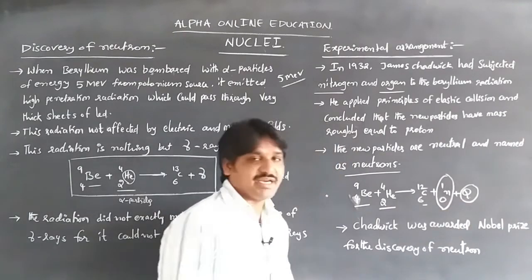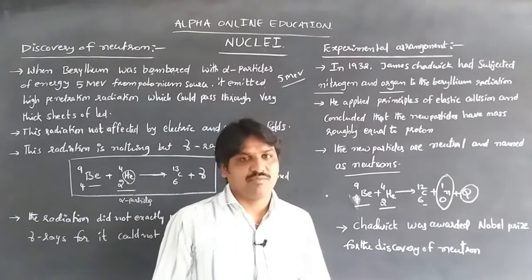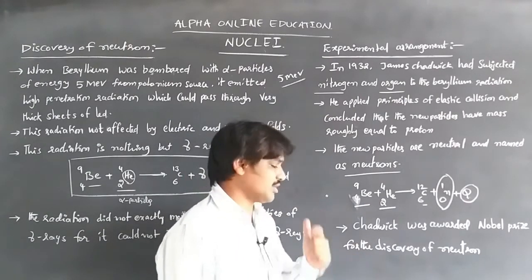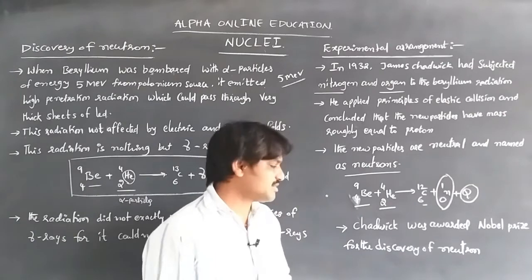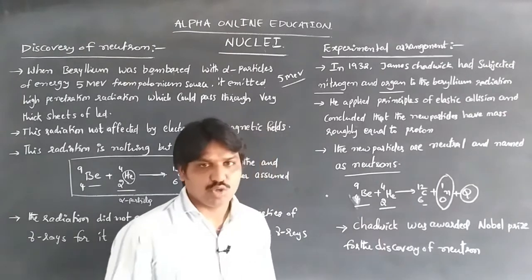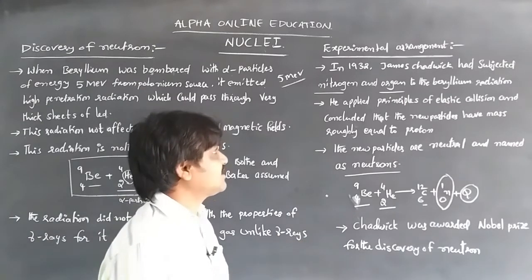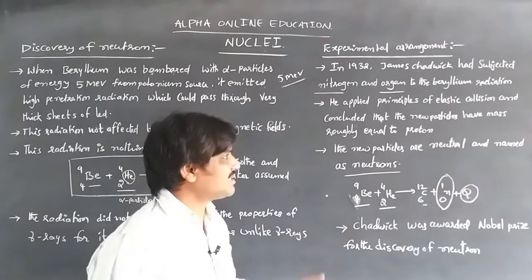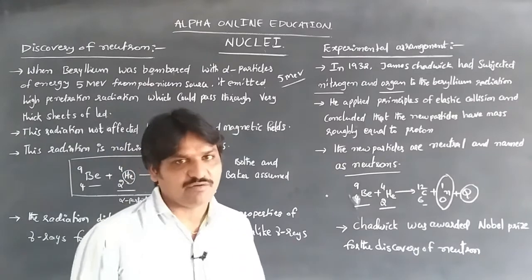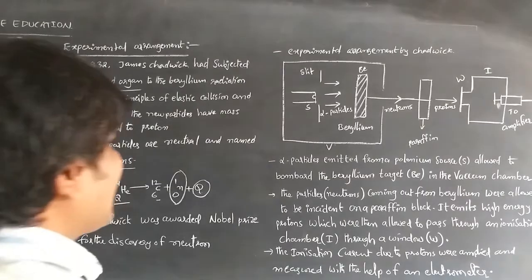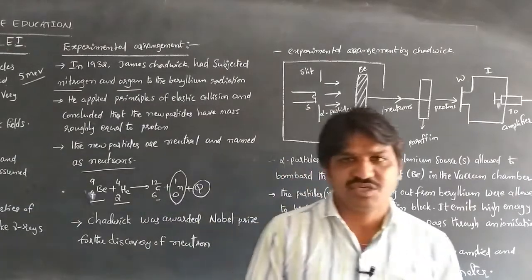Chadwick was awarded the Nobel Prize for the discovery of the neutron. For the discovery of the neutron, James Chadwick was awarded the Nobel Prize. The experimental arrangement was given by James Chadwick, so let's see the experimental arrangement of James Chadwick.